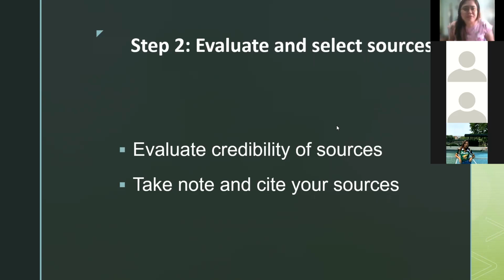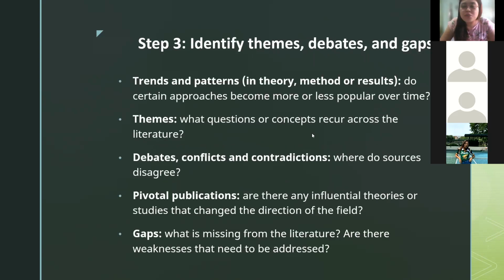Wala na. So step 3 is to identify themes, debates, and gaps. So with the many sources you will find, especially on the internet, we don't copy-paste everything. We summarize, we paraphrase, and we do analysis and evaluation by identifying themes or patterns that keep repeating, where one research says the same thing as another, so that becomes a theme or a pattern. That way you can combine them when you write your RRL.